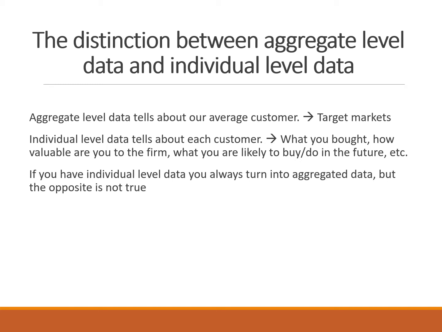So the key notion is the idea of aggregate level data versus individual level data. Aggregate level data tells you about your average customer and helps you to understand who your target markets are. Individual level data tells you about each individual customer, what they bought, how valuable they are to the firm, and what they're likely to buy or do in the future. If you have individual level data, you can always turn it into aggregated data. But obviously, the opposite's not true.